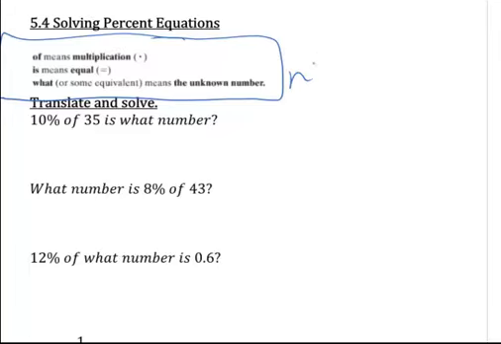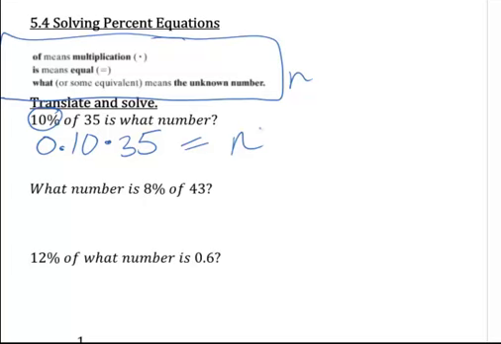Okay, so the first problem here says translate and solve. 10% of 35 is what number? My first step in doing these problems is I want to take 10% and write that as a decimal. So remember, 10% as a decimal would be 0.10. The word of means to multiply. I'm going to multiply it by 35 because that's the number right next to it. The word is means equals, and what number refers to my letter n.